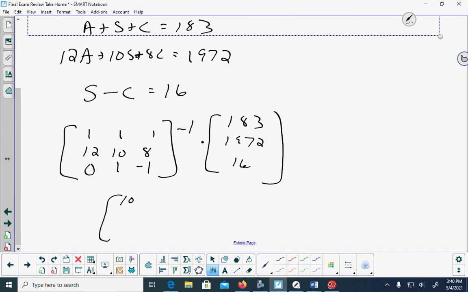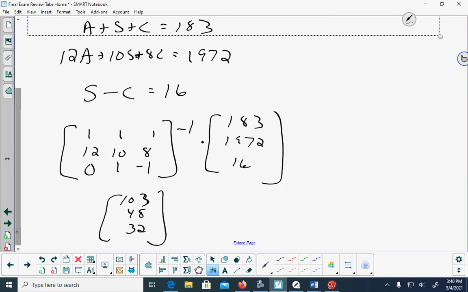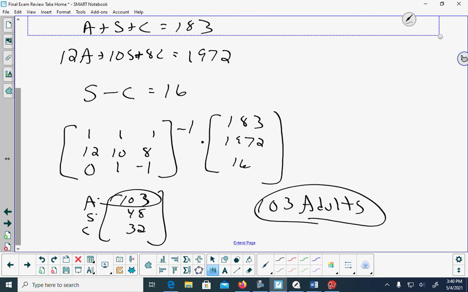When I put that in my calculator, I am going to get the answer 103, 48, 32. It wants to know the number of adults. Well, remember, this is normally my X, my Y, and my Z, but in this case, it's going to be my adults, my seniors, and my children. So I am going to have 103 adults at this play. And you have to answer the question.